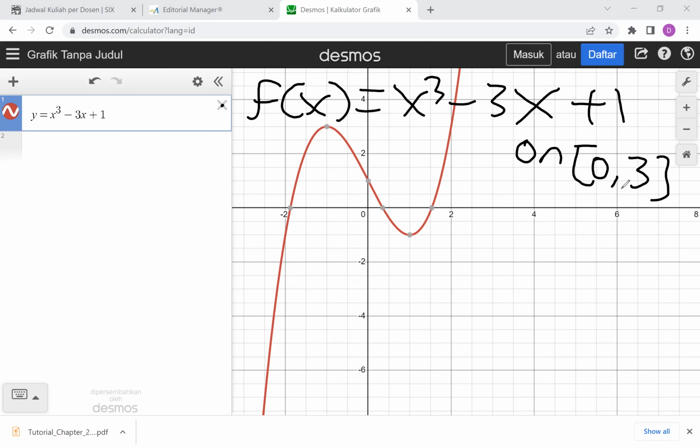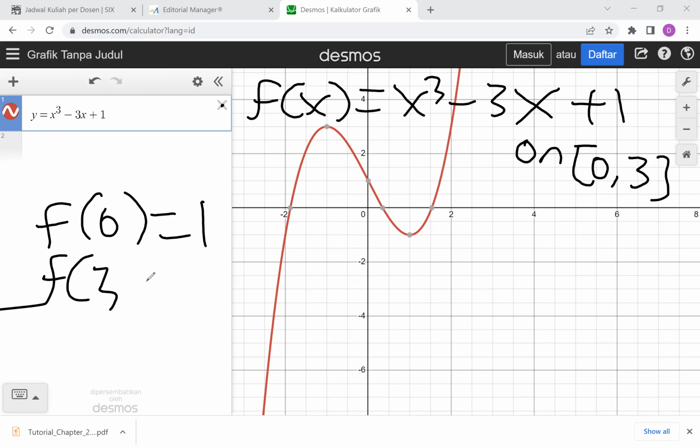So the idea is that first we calculate f(0). What is the value of f(0)? Just substitute x by 0. f(0) equals 1. And then what is f(3)? 3 cubed minus 3 times 3 plus 1. So 27 minus 9 is 18, plus 1 is 19, right?